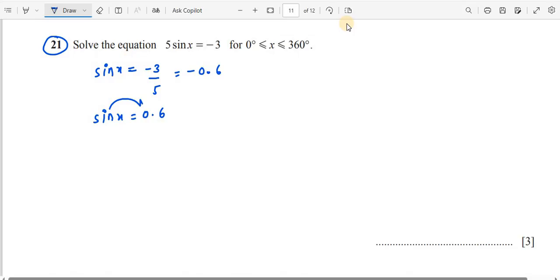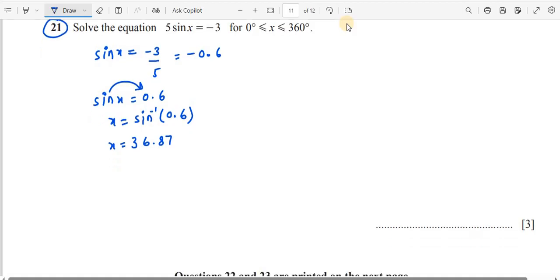So shift the sign on this side. Sin x is equal to sin inverse 0.6. So x is equal to sin inverse 0.6, that is equal to 36.87.